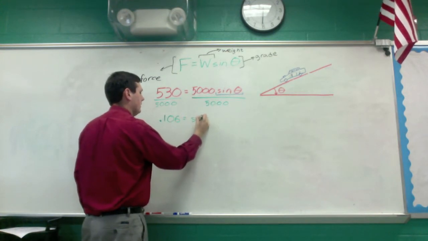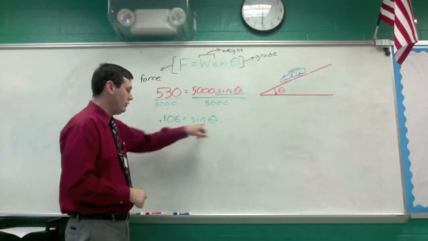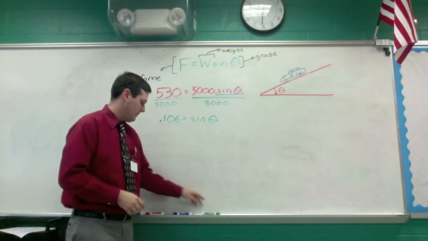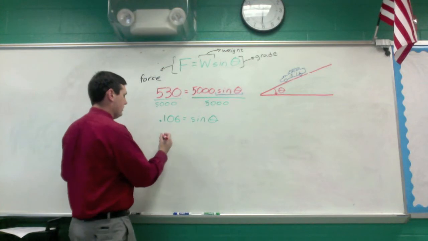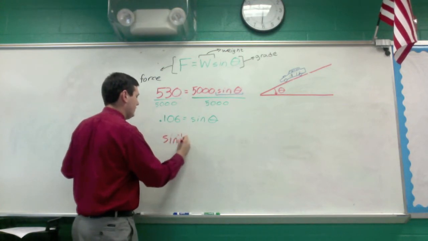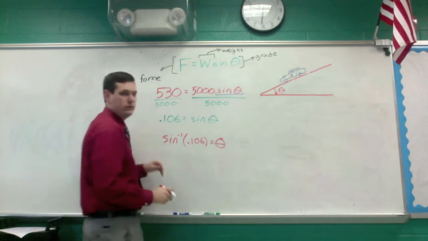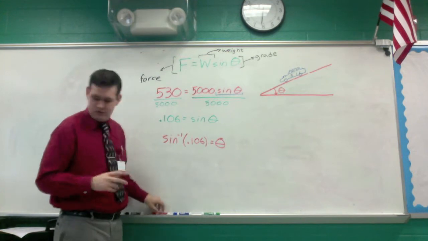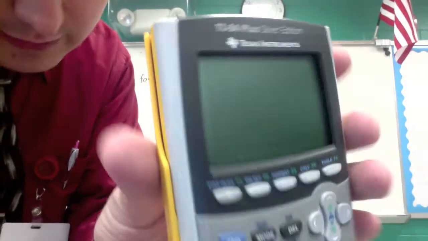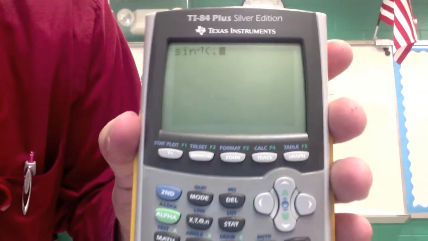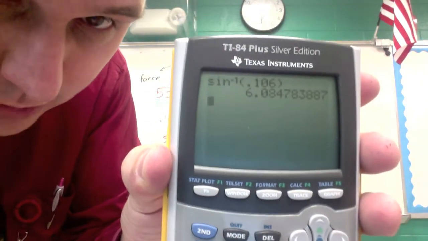So now I have 0.106 equals sine theta. Okay? So now, since I don't know the angle, but I do know what the sine equals, I'm going to be using, like we did last time, the inverse trig function. So I have to use inverse sine. So this is going to give me the inverse sine of 0.106 equals theta. So again, to the calculator. Inverse sine 0.106. It's 6.084.